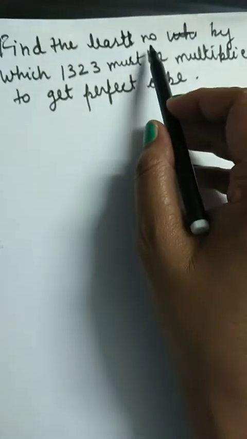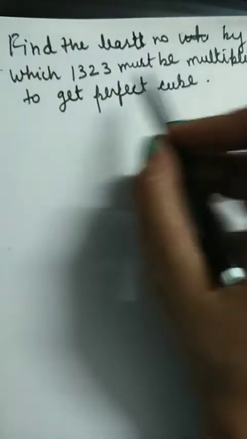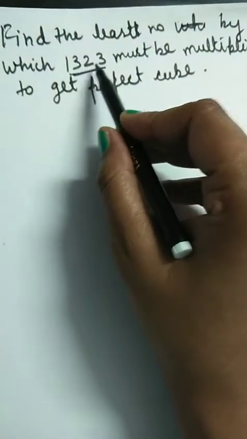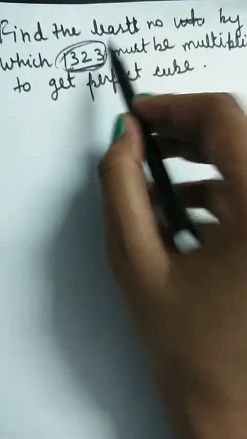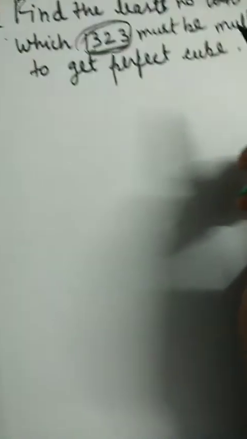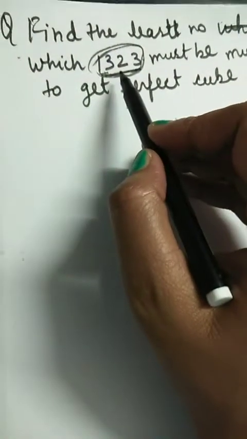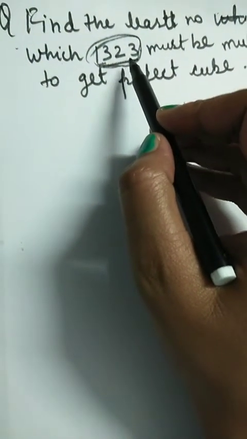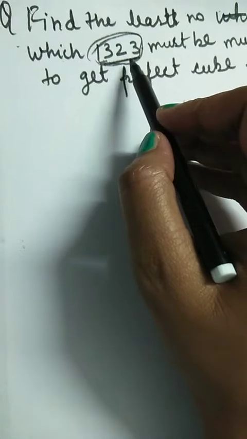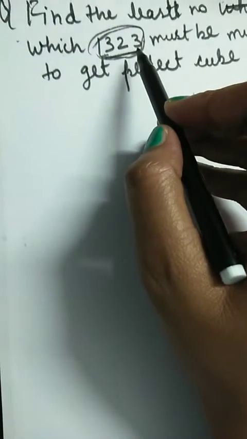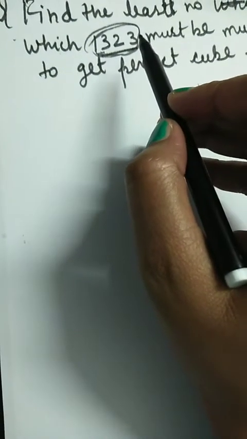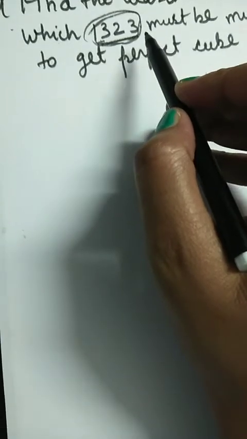Now student, I will repeat the question. The question says we have to find the least number, that is, the smallest number by which this number should be multiplied so that it becomes a perfect cube. In cube root we have only one method, the prime factorization method. We don't have the division method in cube root.